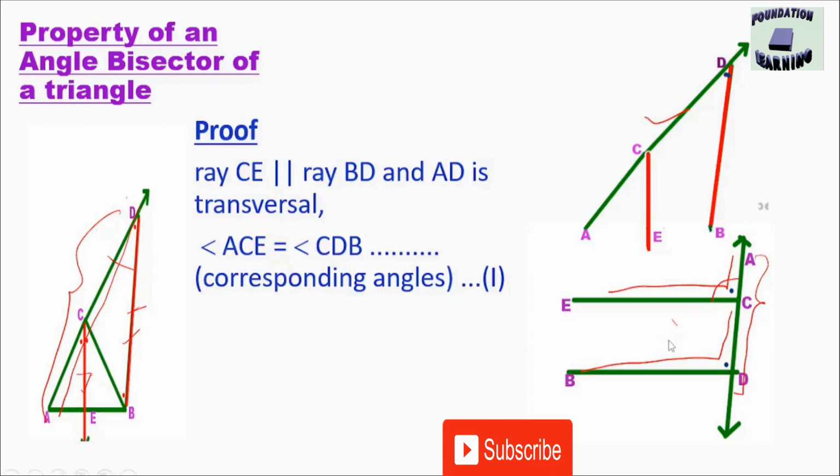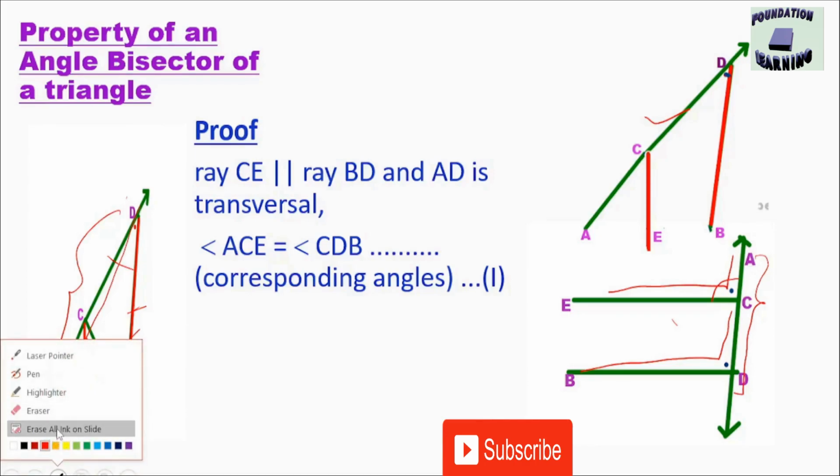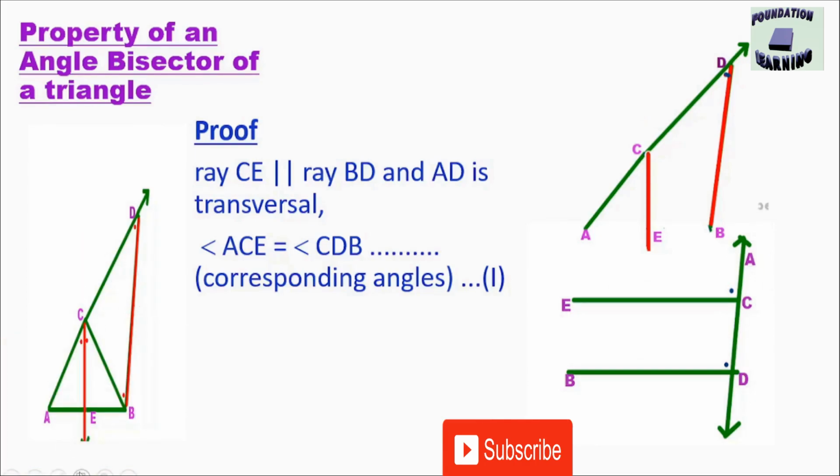So we will mark it here. What is it? ACE. It's here. And the next one is CDB, we have it here. So we have found the first condition, the first pair of angles, that they are equal.